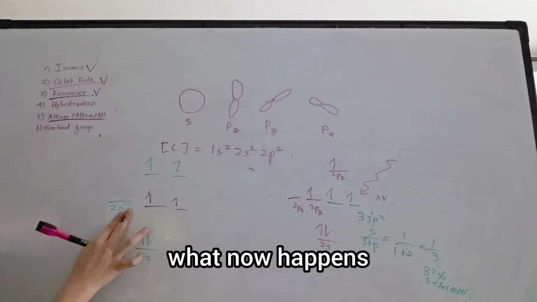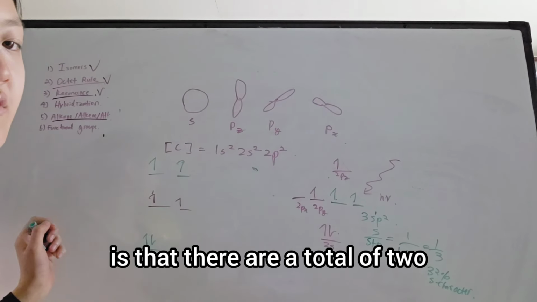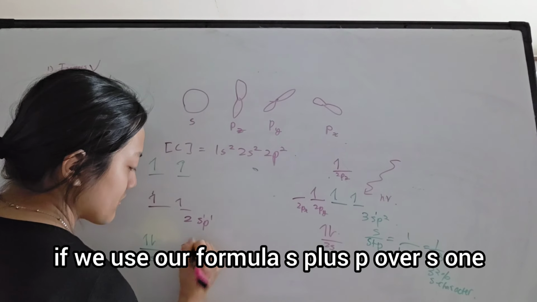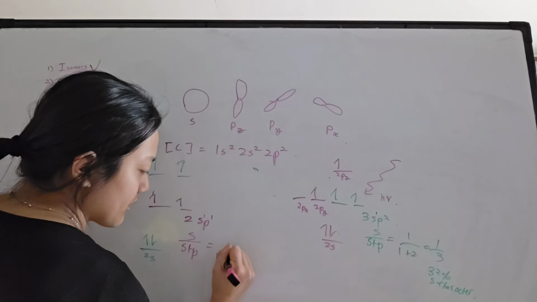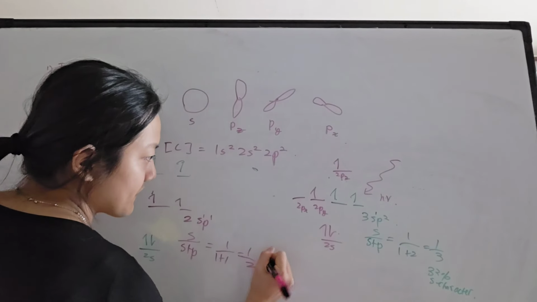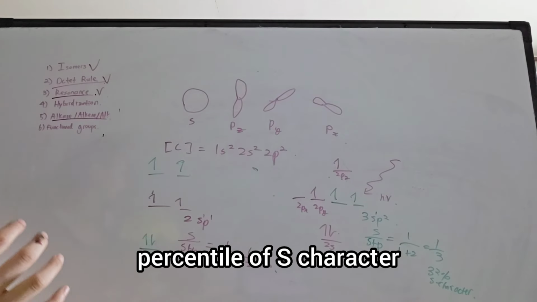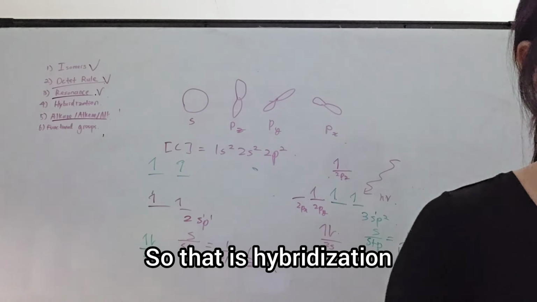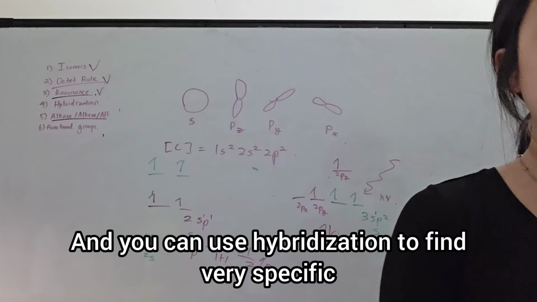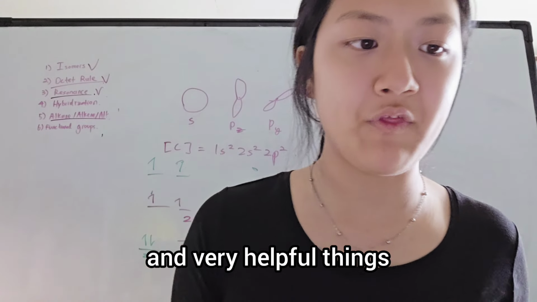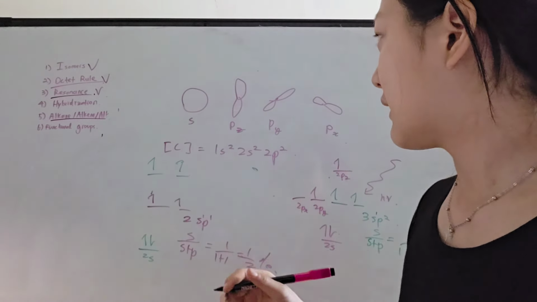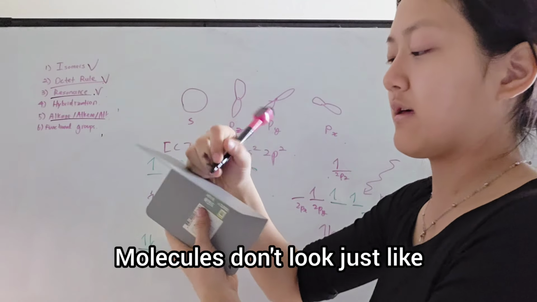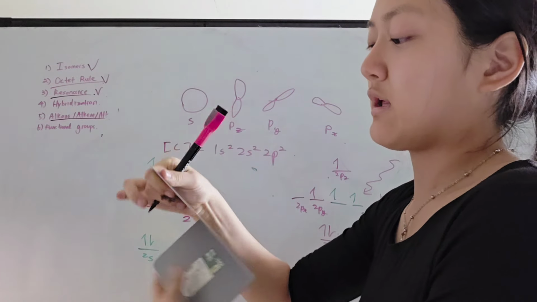So what now happens is that there are a total of 2 sp1 orbitals, and if we use our formula, s over s plus p, 1 over 1 plus 1, there's a half, so a 50% s character in this case. So that is hybridization, and you can use hybridization to find very specific and very helpful things. When we look at a molecule, they aren't always on a flat piece of paper. Molecules don't look just like if I were to draw CC.